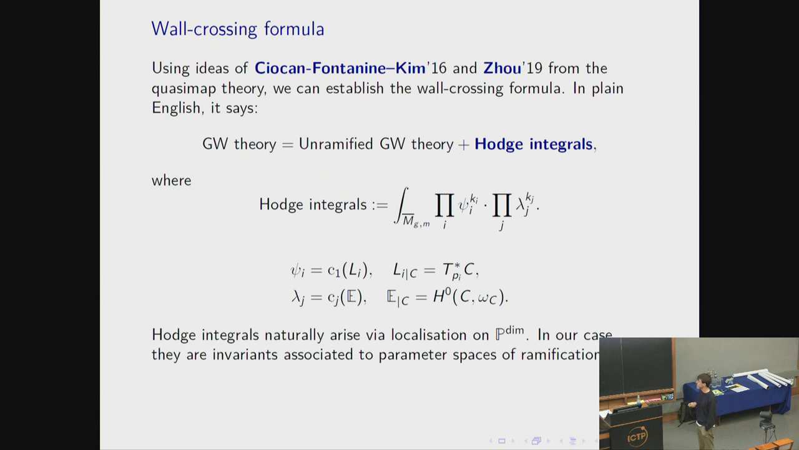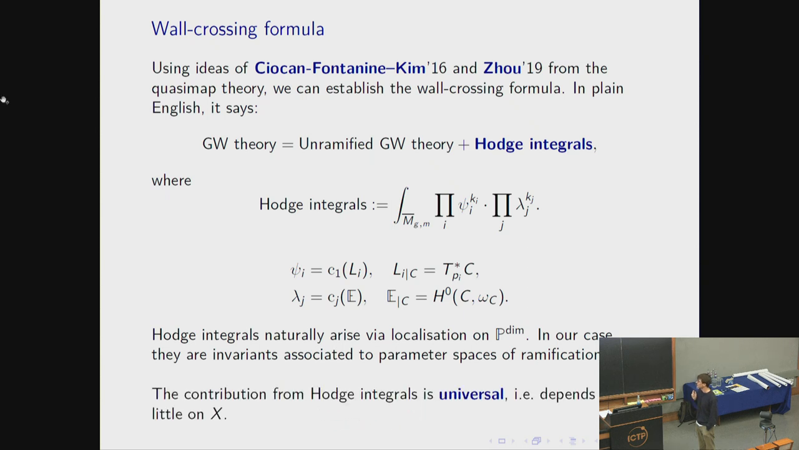Hodge integrals naturally arise via localizations on projective spaces, for example, and essentially for the same reason they arise also in our considerations. But more specifically, in our case, the Hodge integrals are in some sense invariants associated to parameter spaces of ramifications. And what's more, this wall crossing formula is universal. The Hodge integral contribution is universal and depends very little on X. So in some sense, for every X, Gromov-Witten theory and unramified Gromov-Witten theory are equal up to terms that depend very little on the target, only via some simple topological data.